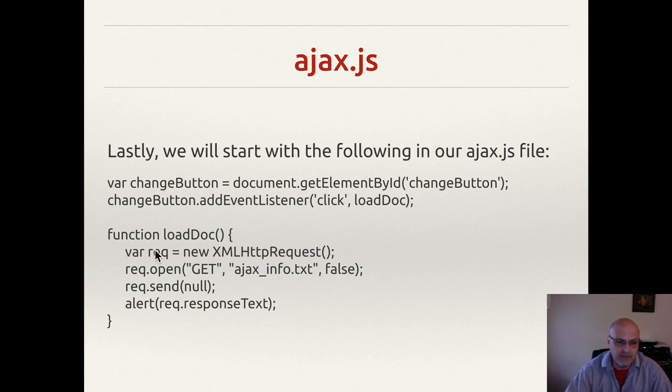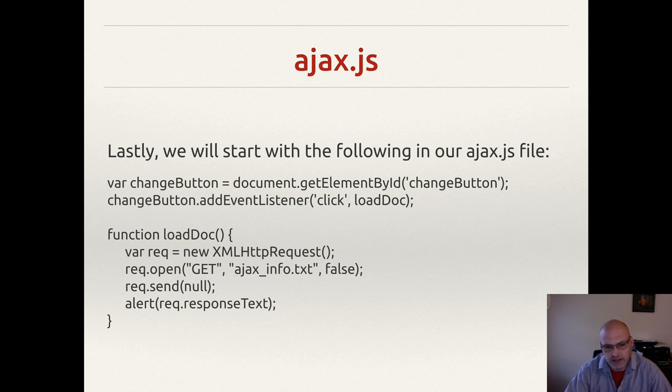Now that we have it, we're going to open it. This is a method on this object, and we're going to send a GET request as opposed to a POST, a patch, a put, or a delete. We're going to send this text file, the ajaxinfo.txt, and we have here a false. We're going to come back to what this false is in a moment, but this parameter is actually pretty important to our conversation. But for right now, we're going to move past it.